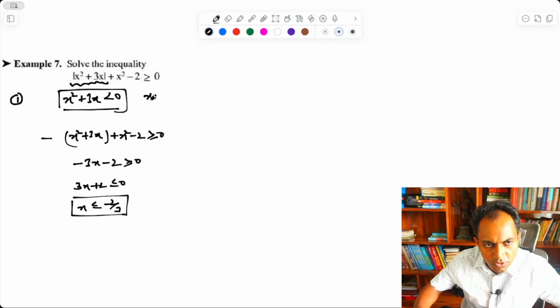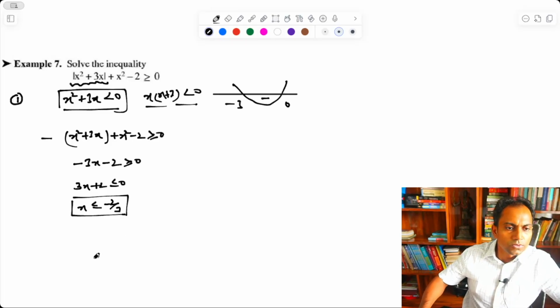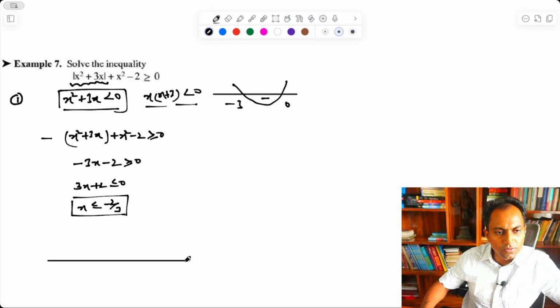Now this, if I solve, is x into x plus 3 is smaller than 0. If solved using the wavy curve method, let us see what we get. I will get minus 3, I will get 0. So we are looking for values between these, the negative part. So now let us take the final solution. I will have to take the intersection of both of these things that I have got. So the first one says that between minus 3 and 0. The second one says that if you have minus 2/3.